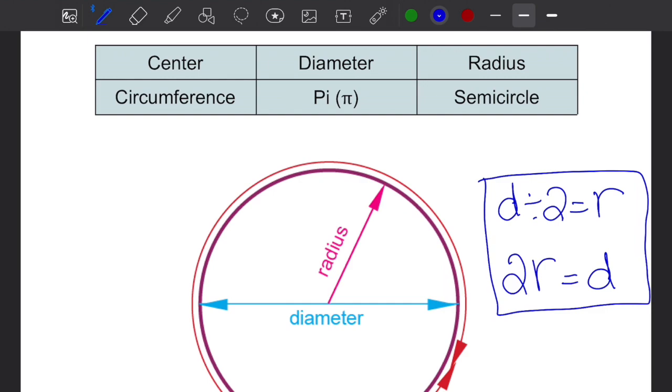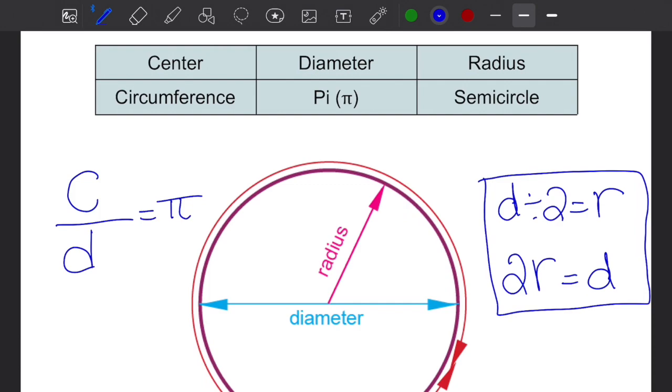The next one is probably one that you've heard quite a few times. It's pi, and this is the letter that we use to represent pi. It looks like this. And pi is actually a ratio. Pi is a fraction. If you take the circumference of any circle, let's say the circumference is C, and you divide it by the diameter, the answer is always going to be pi.